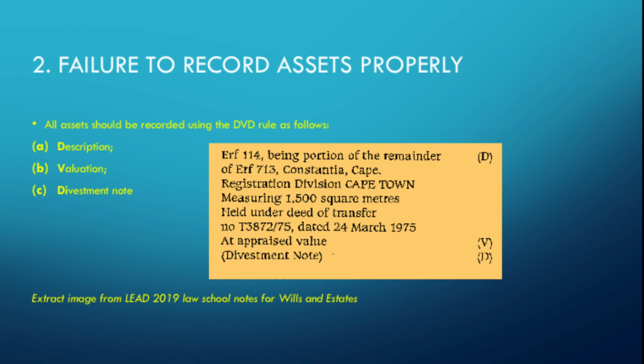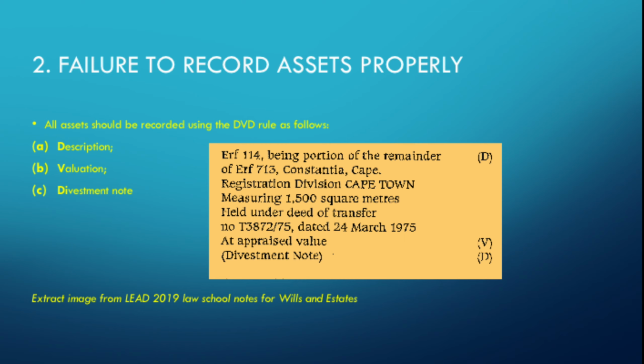The second mistake is failure to record assets properly. If you want to get this right, you must always use what we call the DVD rule. Just look at this extract that I've taken from the lead notes for Wilson Estates. The first thing you must do is describe. B, put the valuation of the property or the asset. C, the divestment note. The divestment note must always tell who is receiving that asset. Is it an asset that has been cashed to fall into the estate bank account, or an asset that has been awarded to somebody else?